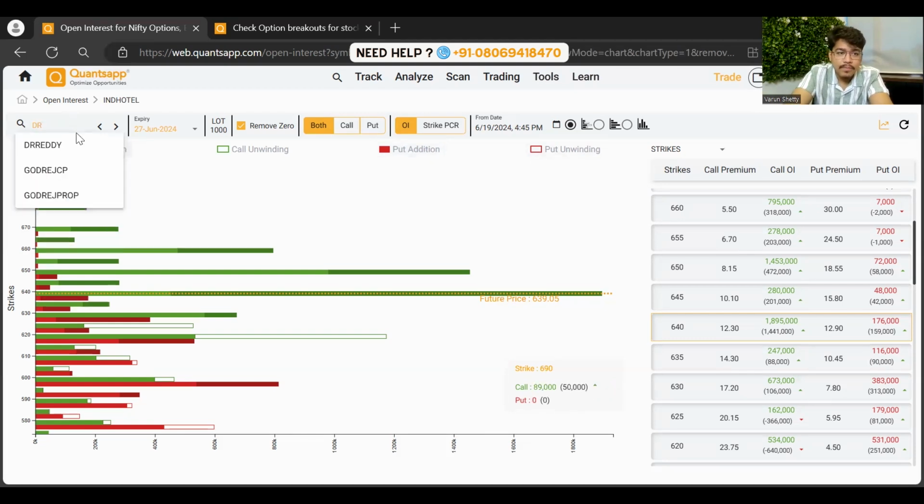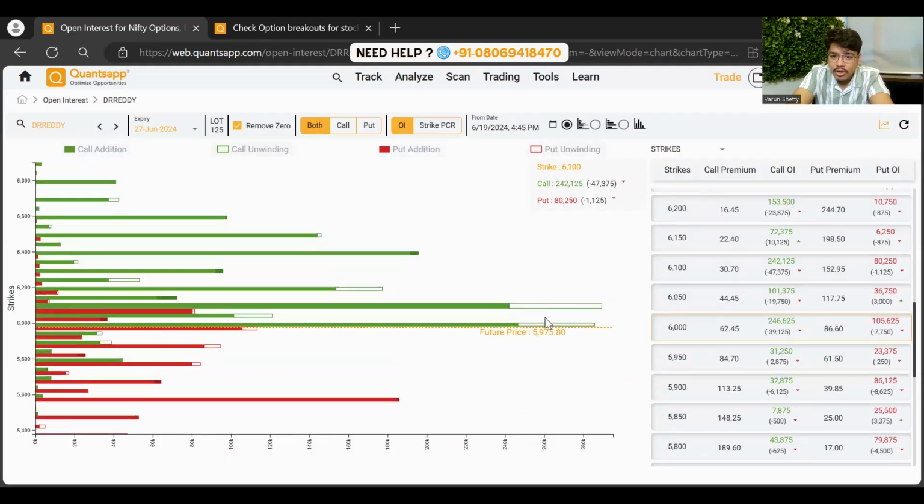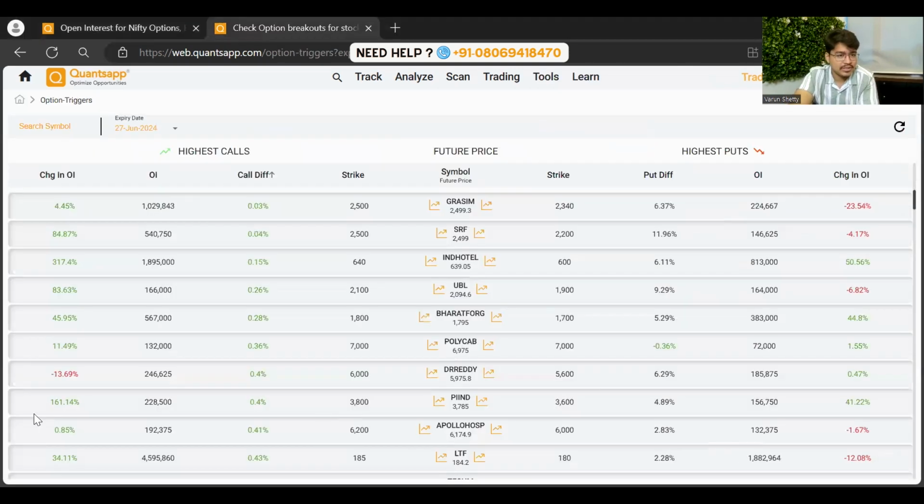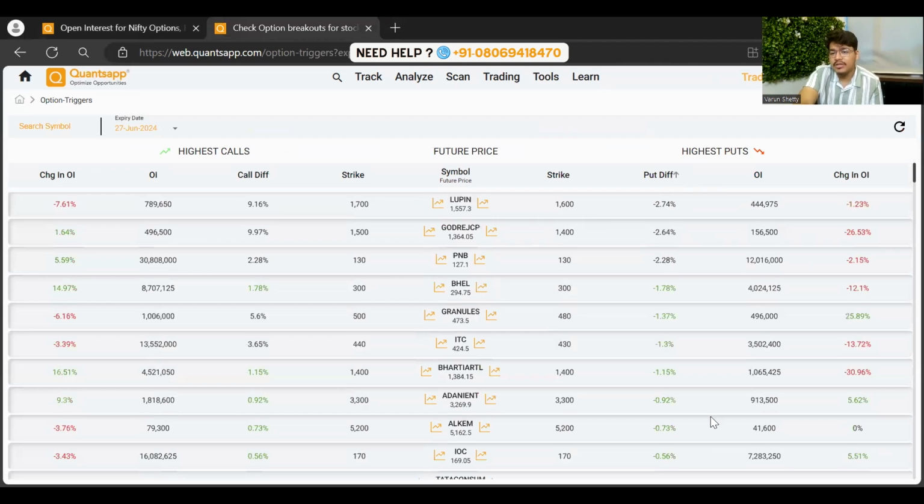But if you look at Dr. Reddy, so inside Dr. Reddy, you can see that the heaviest call is about to break, and you can see multiple call strikes have observed unwinding. So multiple call strikes are experiencing unwinding. So there's a very good chance that Dr. Reddy would move up. Right? So writer sentiment is also very important. So you can analyze these things as well. So call change in open interest is the one thing that will help you about participation.